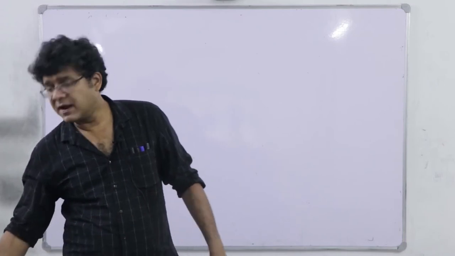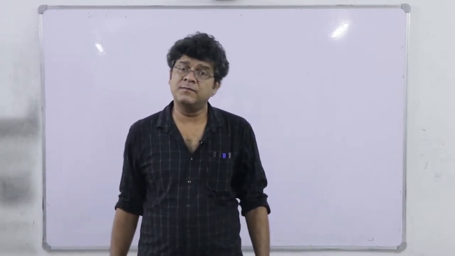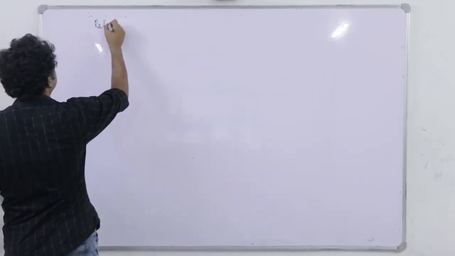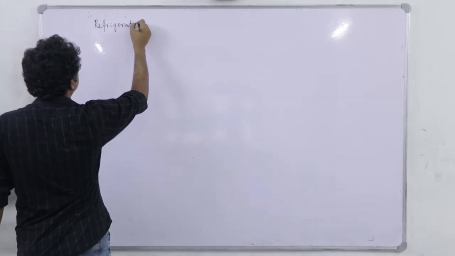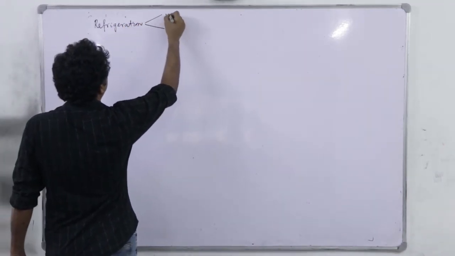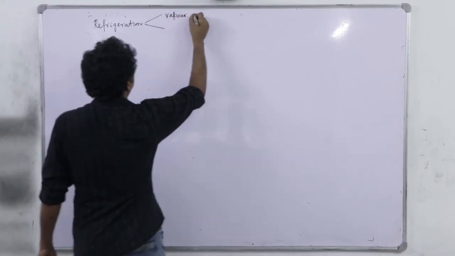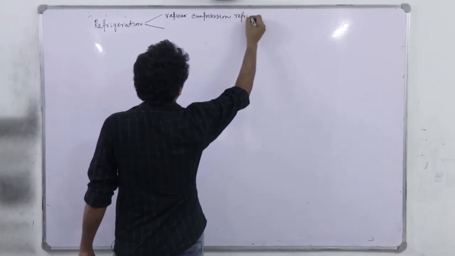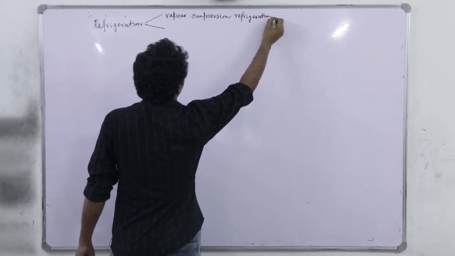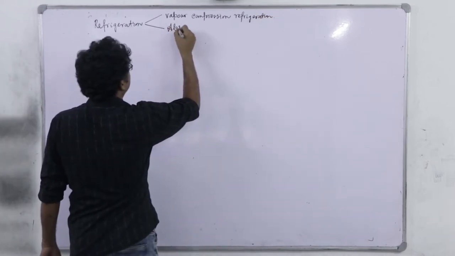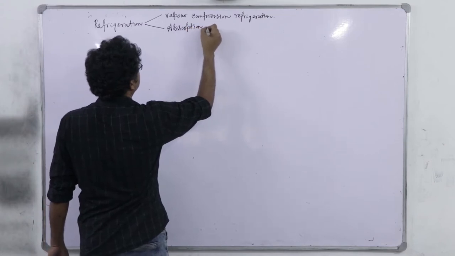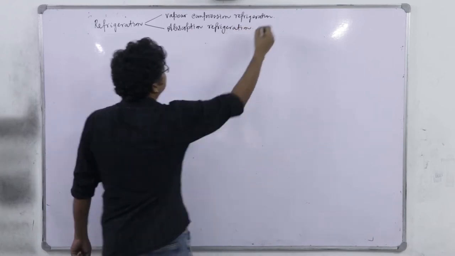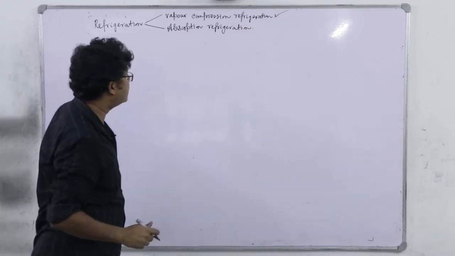Primarily we will discuss the vapor compression cycle. In a nutshell, we have two different types of refrigeration. One is vapor compression refrigeration, another is absorption refrigeration. First we will discuss the vapor compression refrigeration cycle.